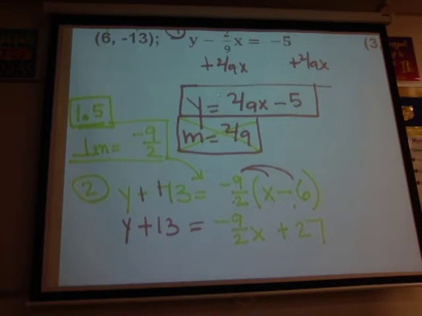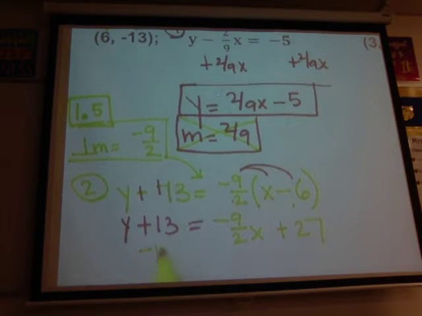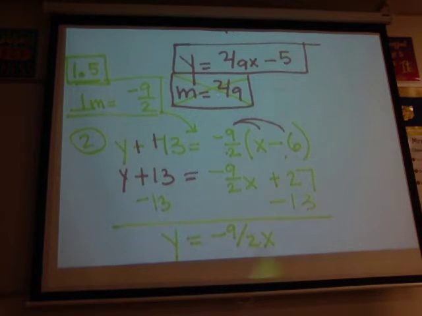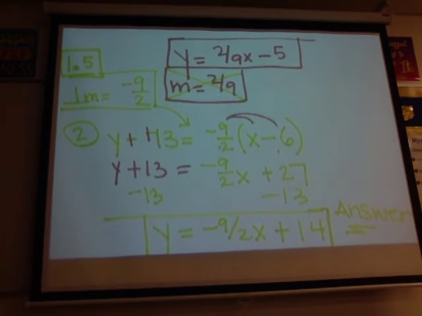Am I done? No. Not yet. Alright, so what am I going to do? Subtract 13. And that's going to give me y equals negative 9/2 x, 27 minus 13 gives me 14. Questions?